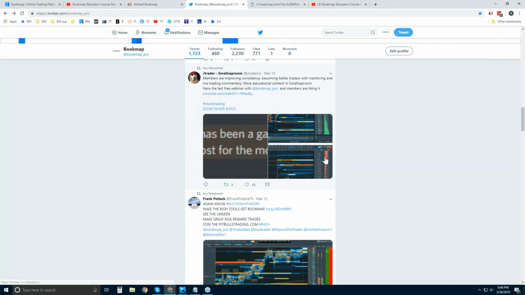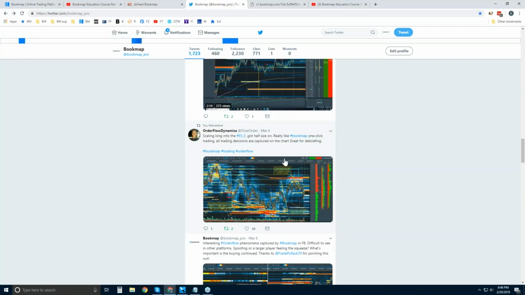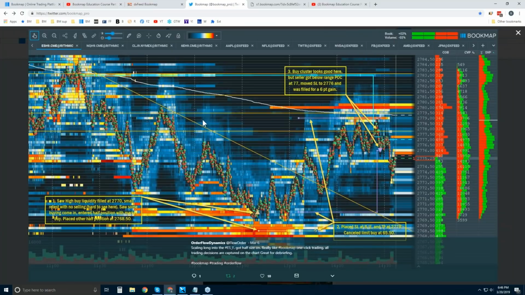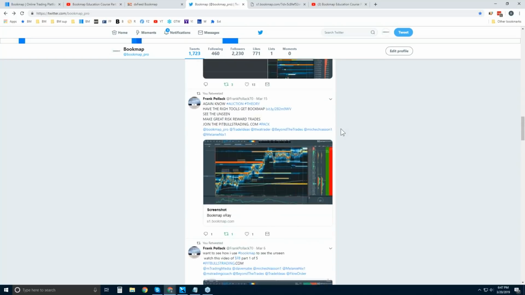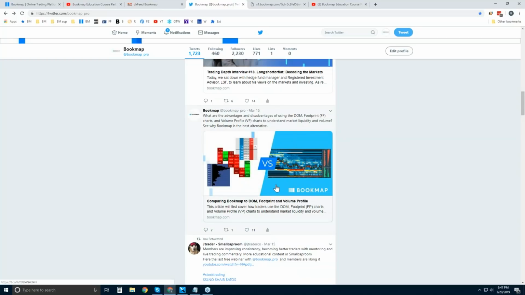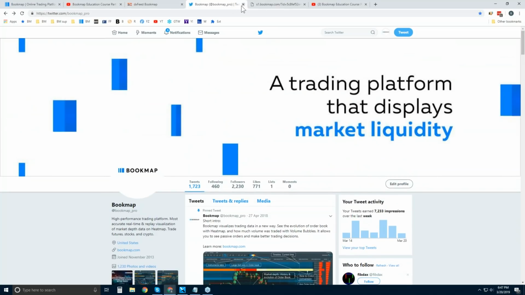Here's another equities trader, J Trader, and this is actually my Twitter feed from Order Flow Dynamics. This is with the one-click trading, so you might want to take a look at some of these, because it documents all the trades, which is really nice. You can see where I got filled and what my ideas were for placing targets and stops and trade management. There is other information here as well. For example, if you really want to compare Bookmap with the DOM, footprint, and volume profile, take a look here. We have a whole article and several videos that cover all of that. Anyway, I wanted to show that on our social media.